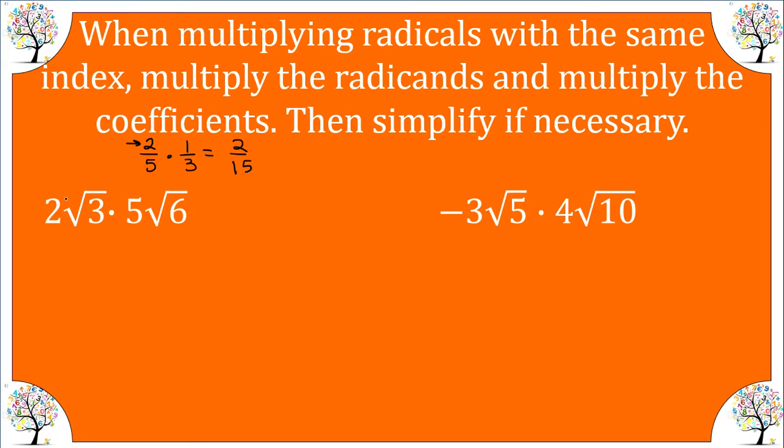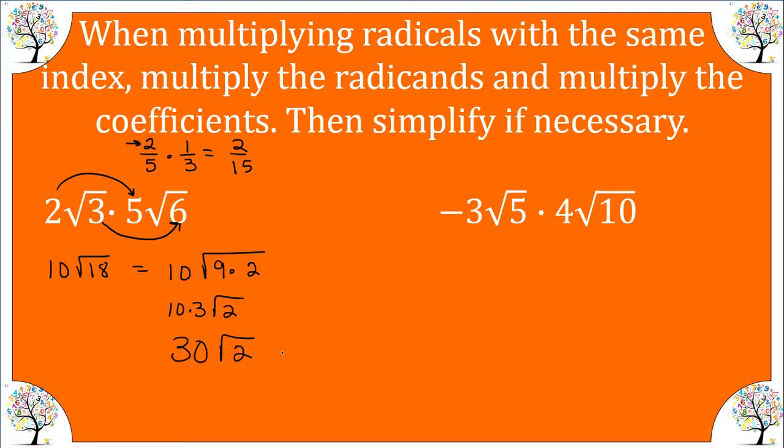So in our first example, we're going to multiply like components. And what I mean by that, just like numerator times numerator, coefficient times coefficient. So we're going to multiply the 2 times the 5, and then we're going to multiply the radicands, 3 times 6. And then we're always going to simplify if possible. So we're going to break down 18 into 9 times 2. We're going to take the square root of 9, which is 3. And we're going to end up with 30 times the square root of 2.